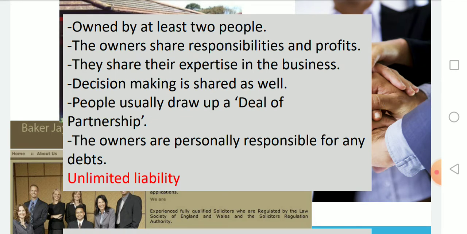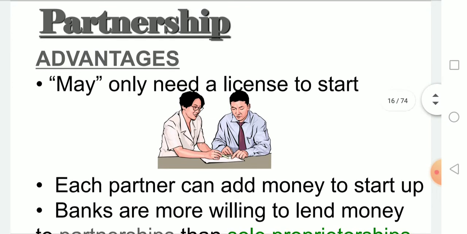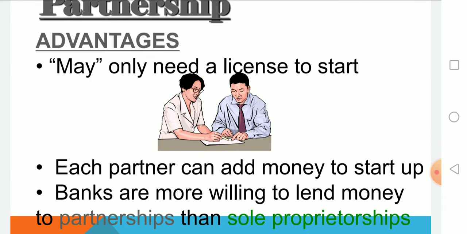Decision making is shared as well, of course, so the decision is between me and you. People usually draw up a deal of partnership. The owners are personally responsible for any debts. So the owners here have unlimited liability. So the owners here are responsible for the debts of the entity. I have here advantages. Yes, we have some advantages for the partnership.